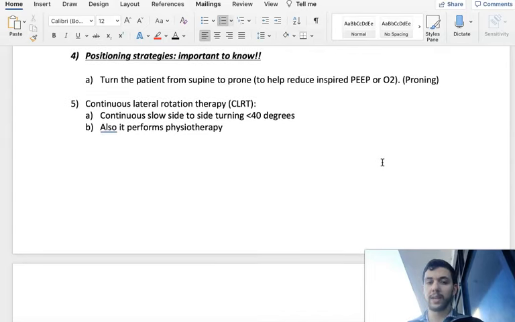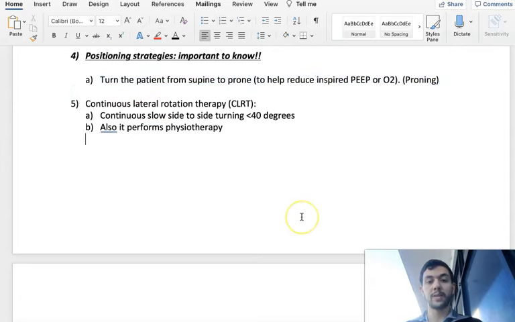Positioning is really important, and you need to know this, right? You want to turn the patient from supine to prone to help reduce the inspired O2 requirement. That's called proning. You want to make sure you know what proning is, which is this one. Make sure you know this.